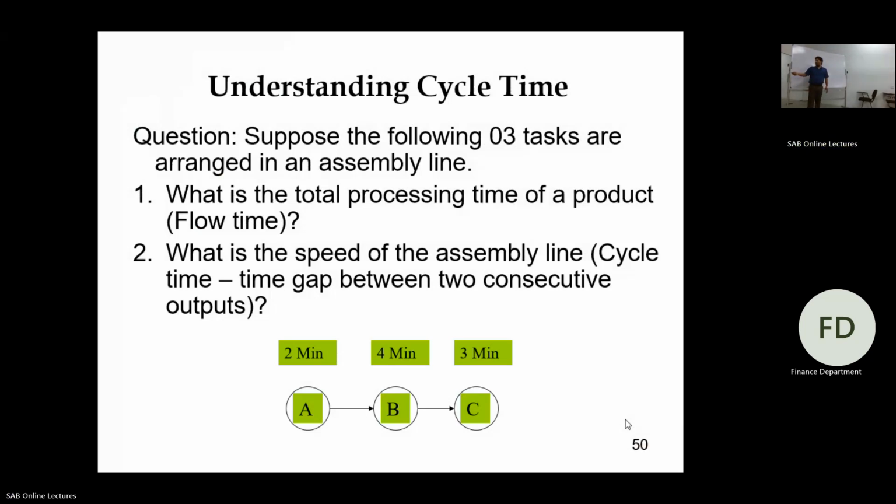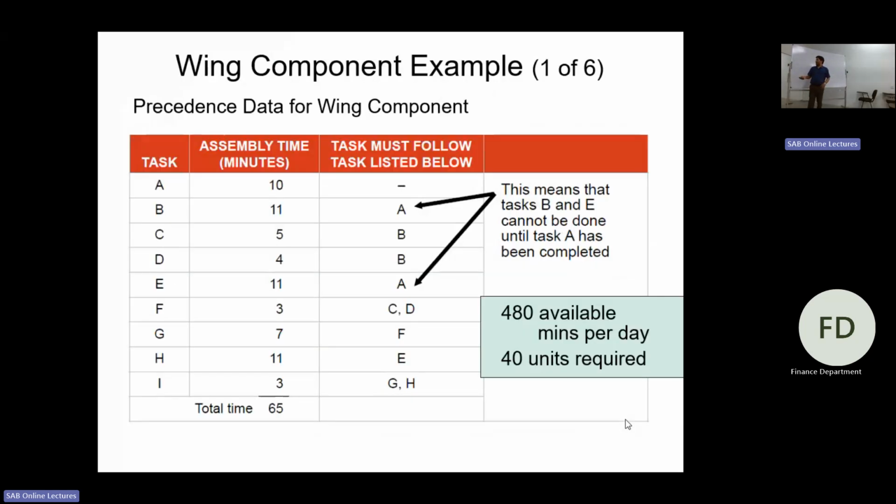Now, A takes 2 minutes, B takes 4 minutes, C takes 3 minutes. That means different workstations take different times. This is not a balanced line. In case we are to balance the line, what steps do you follow? That is what we were studying. So we took this example.